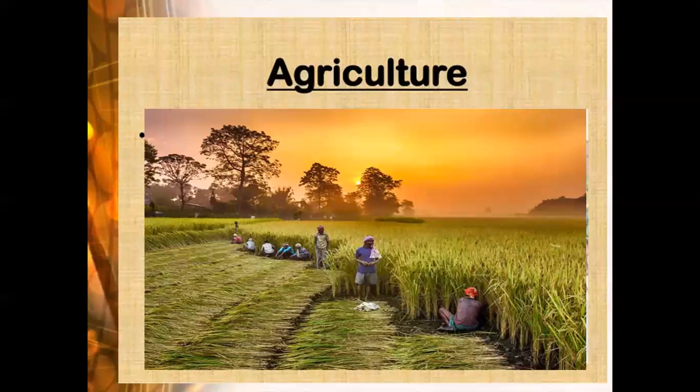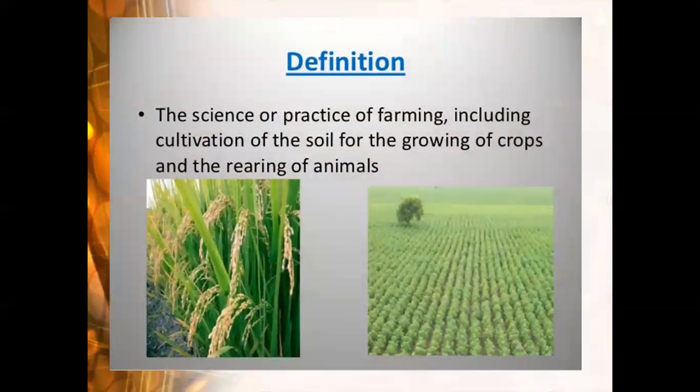Next, we are moving on to the subtopic, that is agriculture. In order to provide food for a large population, regular production, proper management, and distribution of food is necessary. Here you can see the definition for agriculture. Agriculture is considered as a science or practice of farming, including cultivation of the soil for the growing of crops and rearing of animals.